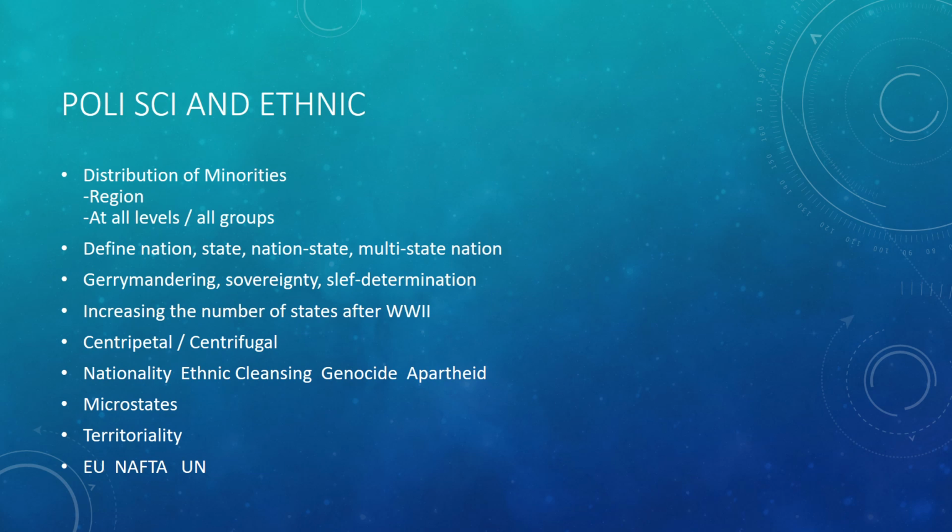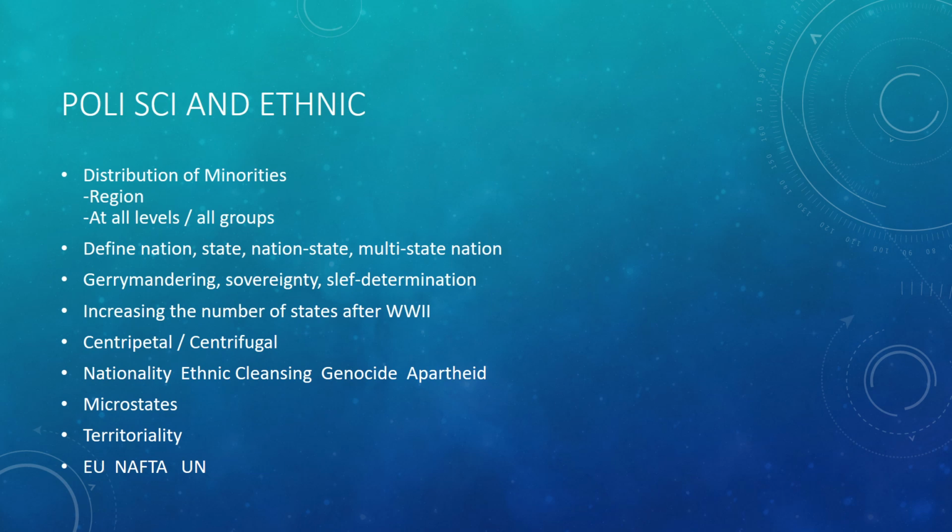State means country, and notice we've had more countries created after World War II. There are around 200 of them now. A lot of them were created after World War II because of the end of colonization. Nation state, I think you know. A multi-state nation would be like Koreans or Germans, a group that exists in a couple of countries.